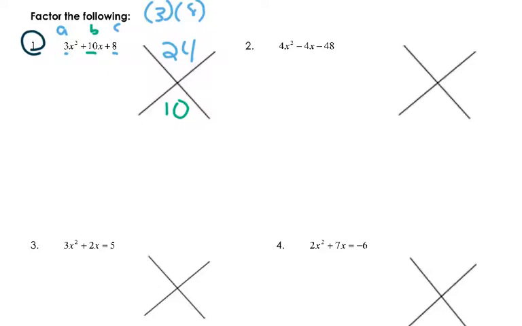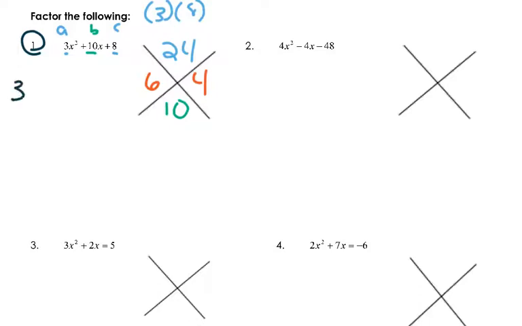So again, you could also watch that video that I posted on how to find factors in your calculator. That could help you. And here the factors are going to be 6 and 4. Okay, when I multiply 6 and 4 together, I get 24. And when I add them together, I get 10. Now I'm going to put that right back into my trinomial.